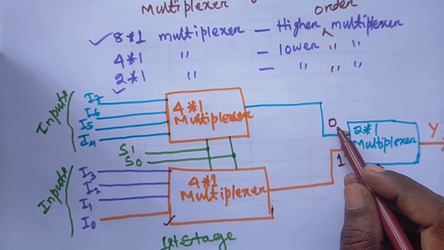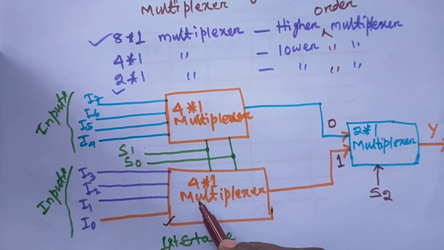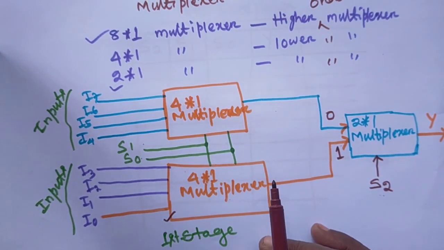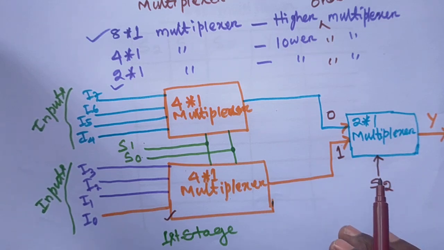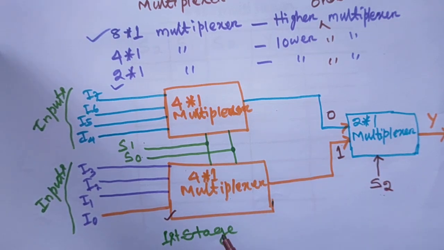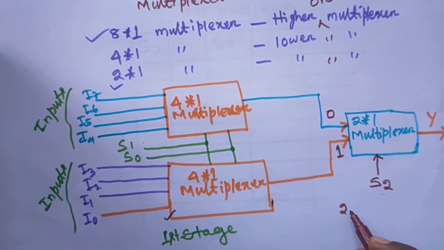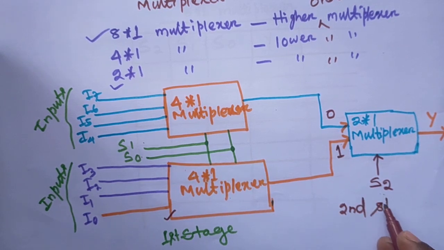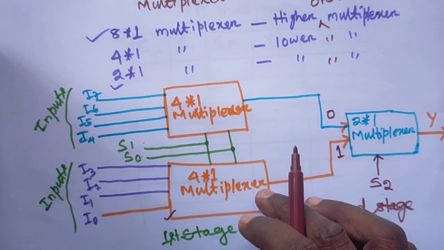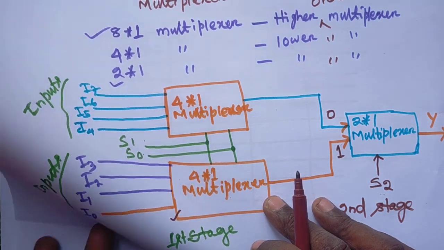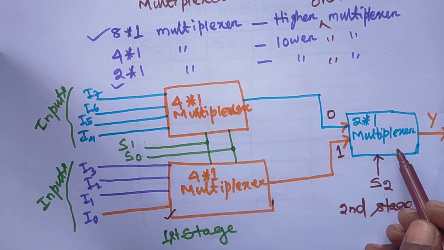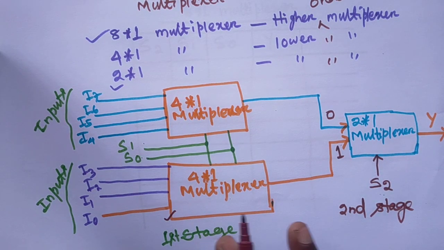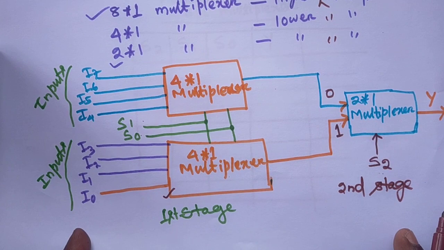If it is 0, then which multiplexer will be considered? This multiplexer will be considered. And since two types of multiplexer are used, we can consider 2 stages. One is the first stage here, and the second stage we can also write here. The first stage has 2 multiplexers, that is 4 to 1 multiplexers. The second stage is only 1 multiplexer, that is a 2 to 1 multiplexer. In this way we have to consider 2 stages.